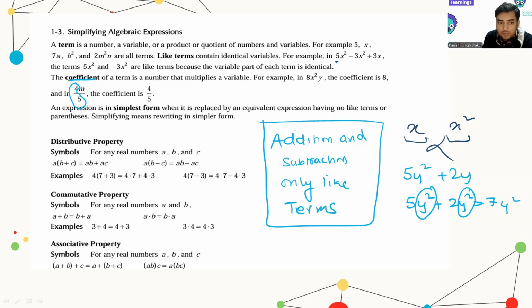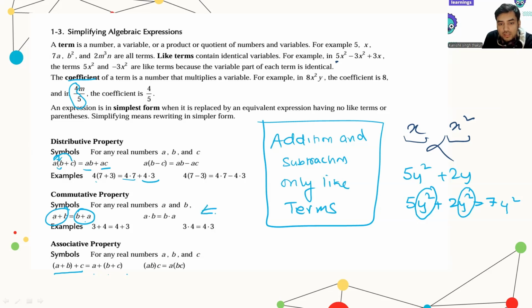Okay, so what is the distributive property? A times (B plus C), right? You are distributing A to B also, C also. So it will become AB plus AC. So 4 times (7 plus 3) would be 4 times 7 plus 4 times 3, right? Commutative, you're forming a community, isn't it? So A plus B will be B plus A, right? Associative, you are forming an association, right? So (A plus B) plus C is A plus (B plus C). Okay, so this is it.